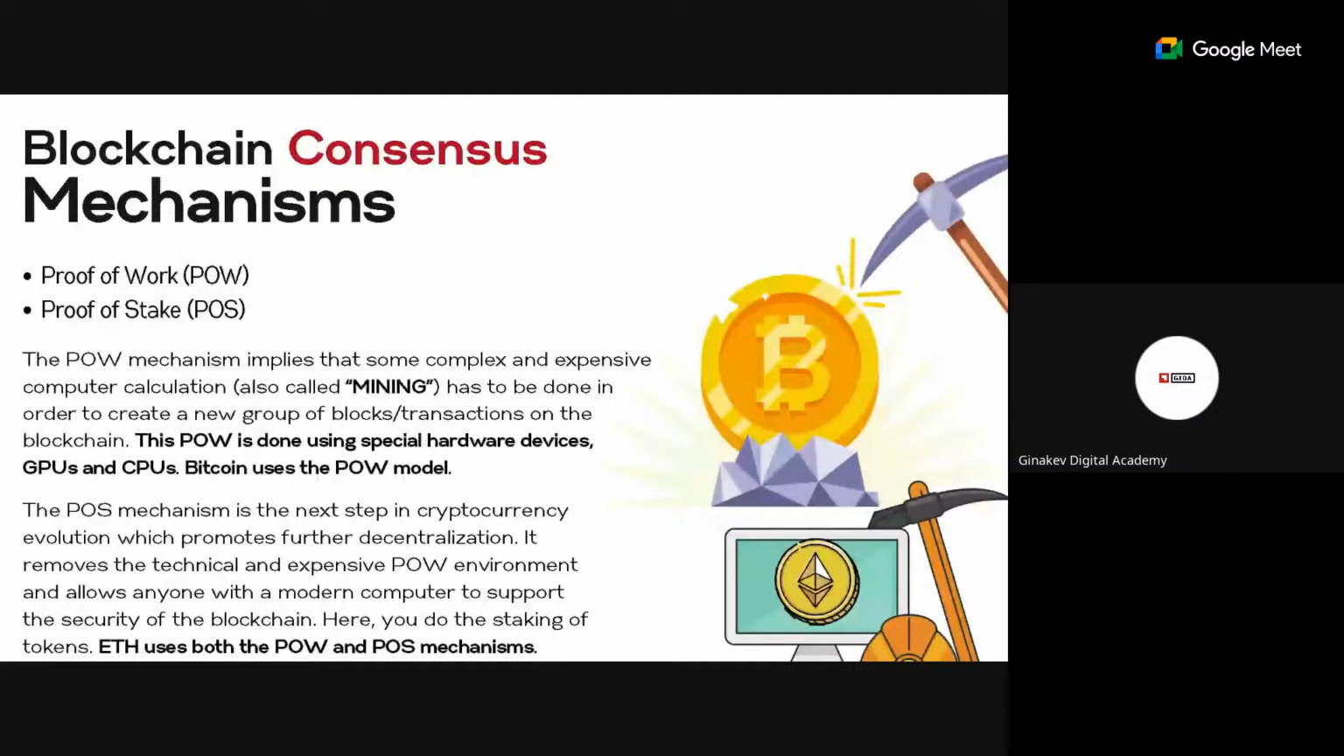Now, in this proof of work mechanism, it implies that some complex and expensive computer calculation that is called mining has to be done in order to create a group of blocks or transactions on the blockchain. This proof of work is done using special hardware devices, GPUs and CPUs, and one of the blockchains that uses this proof of work model is called what? Bitcoin.